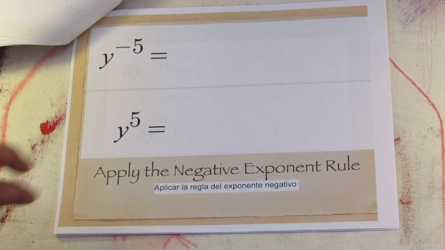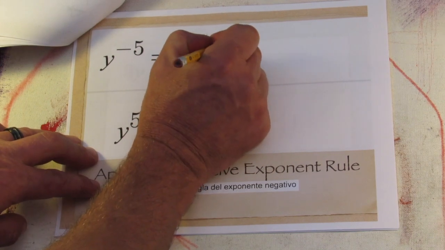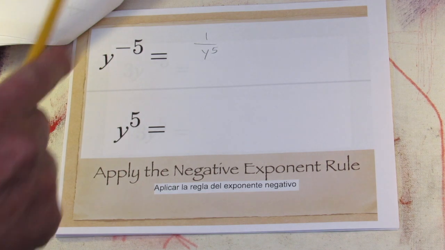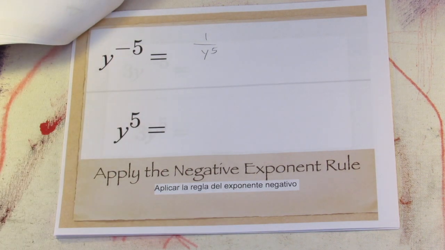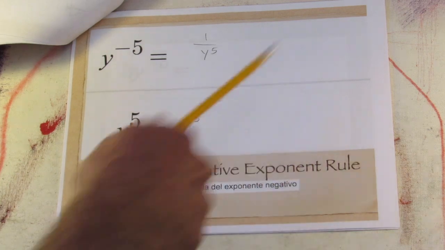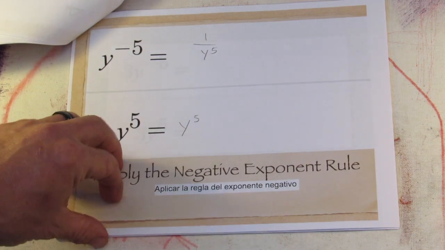Y to the negative 5. This will be done as soon as I write it with a positive exponent. In a previous video I told you never leave our answers with negative exponents, so anytime we see a negative exponent, we simply move it to the other side of the fraction bar. Y to the 5th power is y to the 5th. Just want to demonstrate what that looks like.